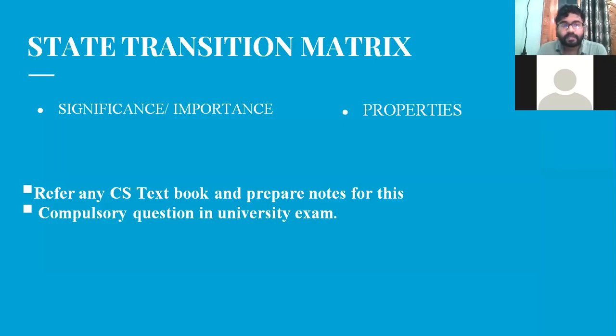Now this is your task on the state transition matrix. You take any textbook or refer to the internet. You have to answer these two for me: first, the significance or importance of the state transition matrix, and second, the properties of the state transition matrix. You will definitely find them. Especially the properties are very important. There are 5 or 6 properties. You can easily remember them and easily apply them. So go and refer to any textbook.